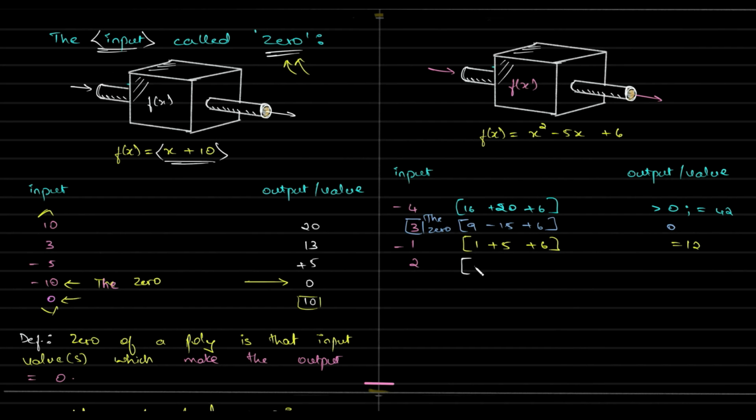Then we have 2. So 2 square is 4. Minus 5 into 2 is minus 10. Plus 6. So 4 plus 6 is 10, and 10 minus 10 is 0. And one more bingo, we have 3 and 2 to be the zeros of this particular polynomial. Okay, so the zeros of this particular f of x are 3 and 2. That is, if I take these as the input, I'll get an output which is equal to 0.